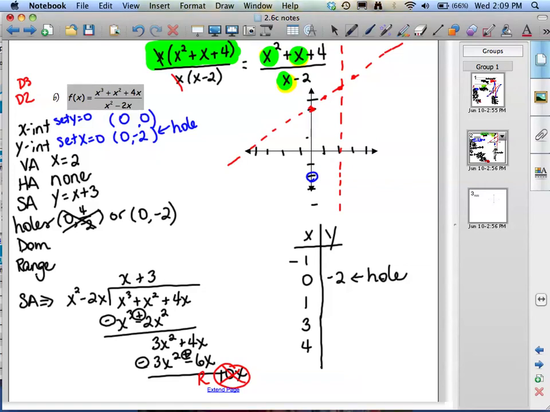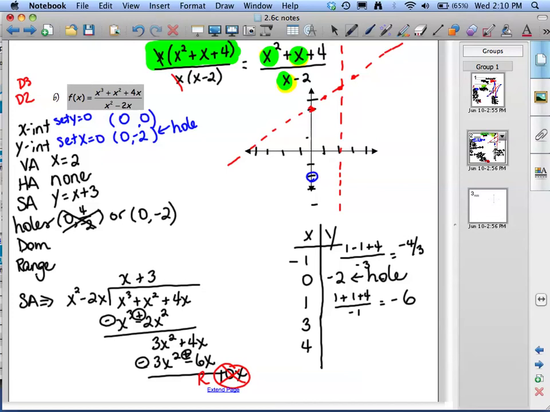So you just need to plug and chug in here and get some t-table values. -1 would be -1 squared is 1, -1 plus 4 over -3, which is negative 4/3. And then the next one's 1 squared plus 1 plus 4 all over negative 1, which is negative 6. Stop me if you think I'm not doing my t-value correctly.